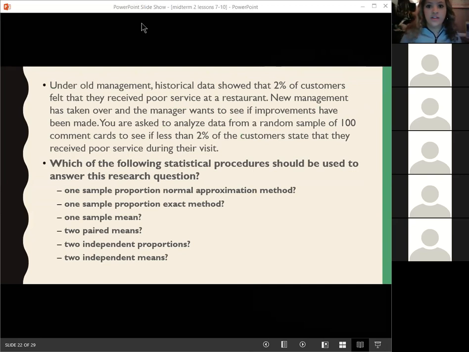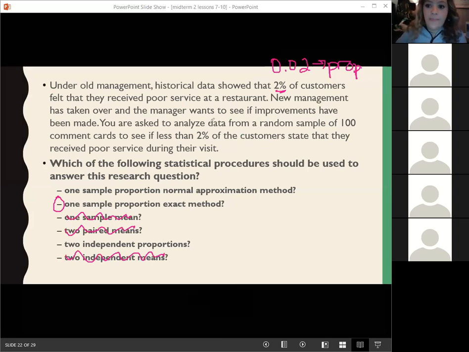Absolutely. So our answer here is going to be one sample proportion exact method. The first thing we want to decide is, are we talking about proportions or means? Since it says 2% of customers, that's 0.02, which is a proportion. So we can cancel out any of them that say mean, because that's not going to be it. So we come down to these ones.